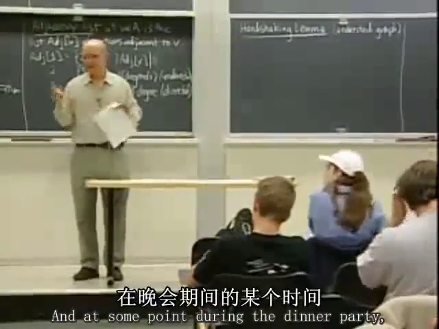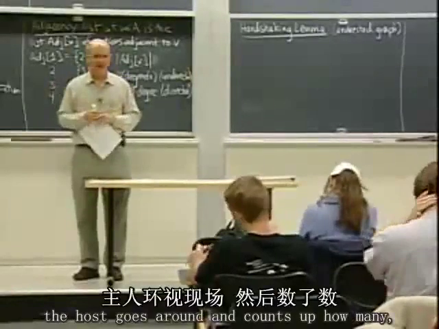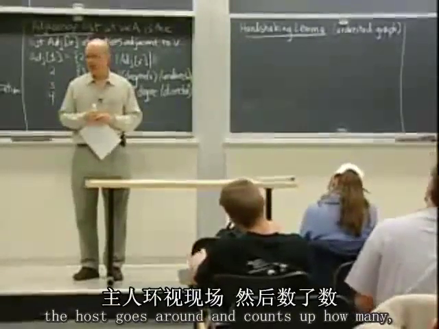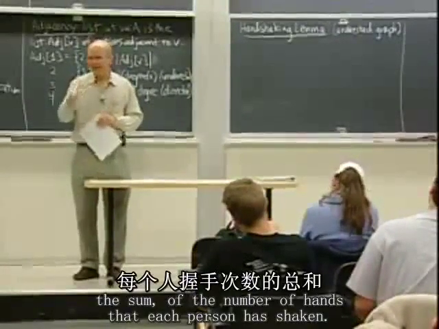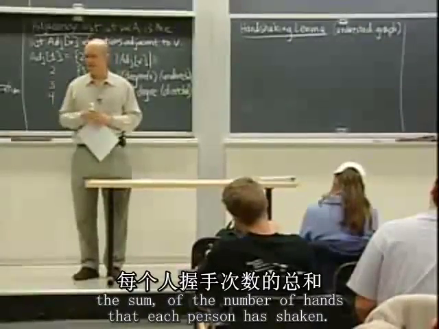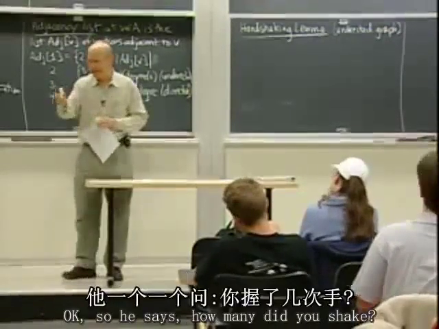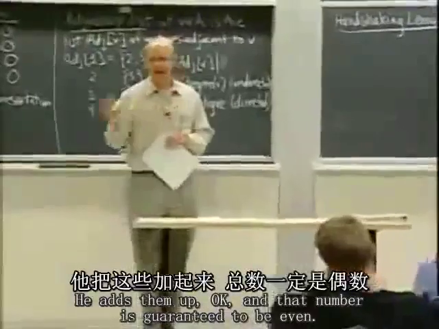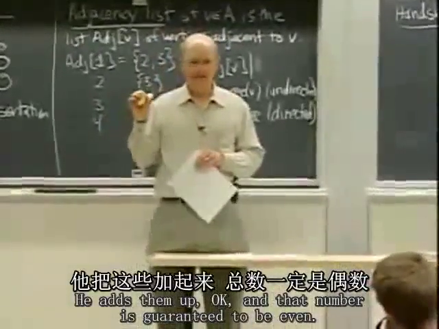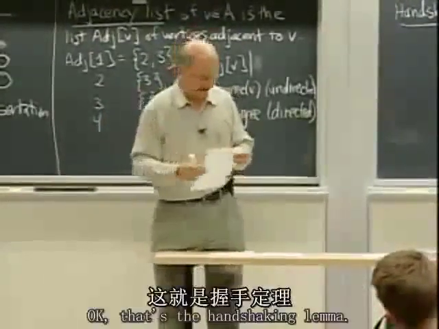And at some point during the dinner party, the host goes around and counts up the sum of the number of hands that each person has shaken. Okay, so it says, how many did you shake? How many did you shake? How many did you shake? Adds them up, okay? And that number is guaranteed to be even. Okay, that's the handshaking lemma.